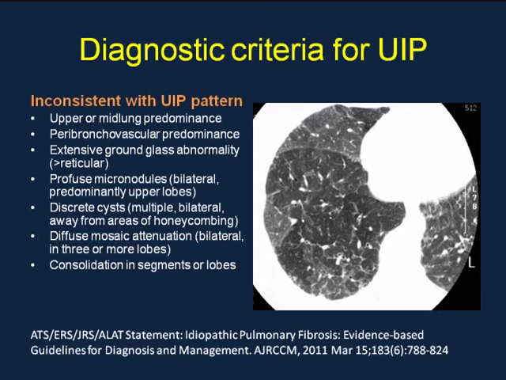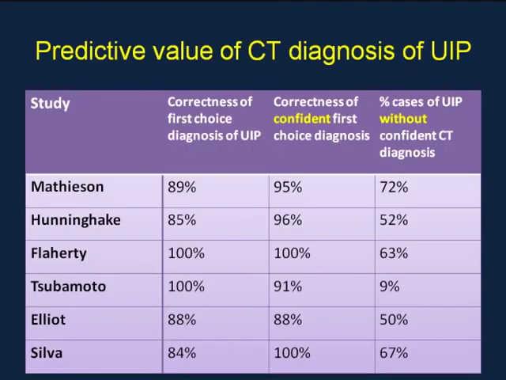What's the diagnosis here? Hypersensitivity pneumonitis with mosaic attenuation. Good. So just to reiterate, if you make a first choice diagnosis of UIP, you'll be correct about 85 to 100% of cases. If you make a confident first choice diagnosis, which usually means presence of honeycombing, the positive predictive value of that is over 90% in many series.